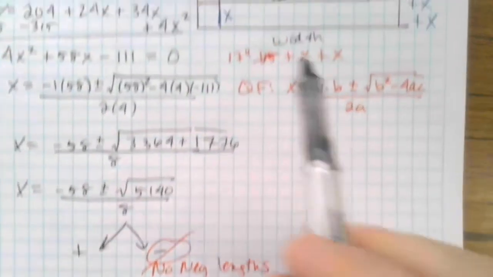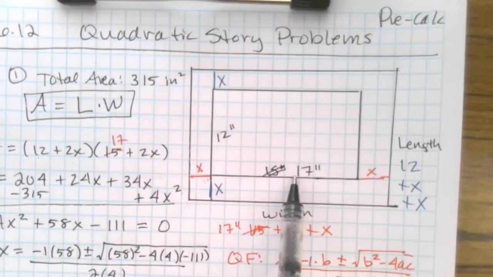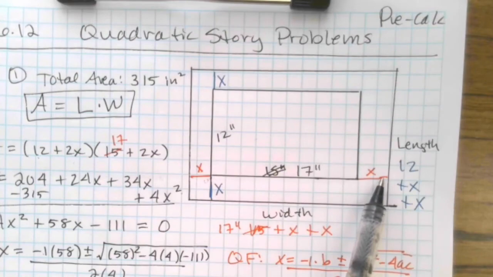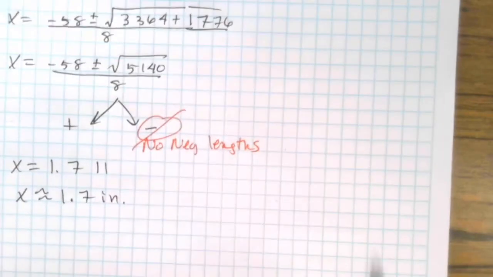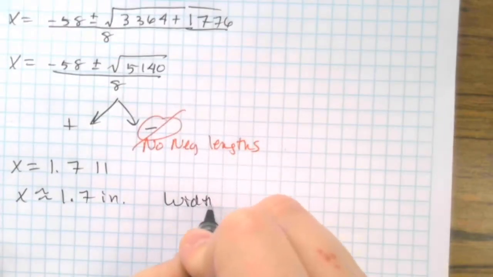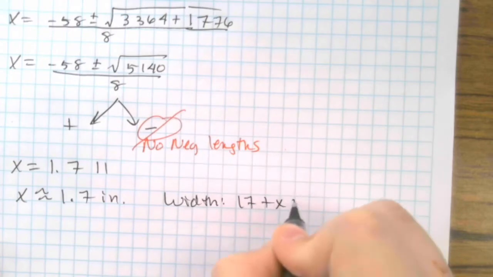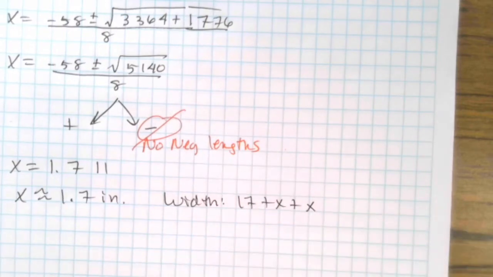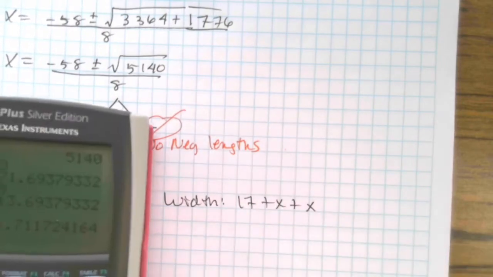Okay, so keep in mind, back here, it is 17 plus x plus x. So the width is 17 plus x plus x. So I'm going to take my decimal in my calculator. I'm not going to truncate it.